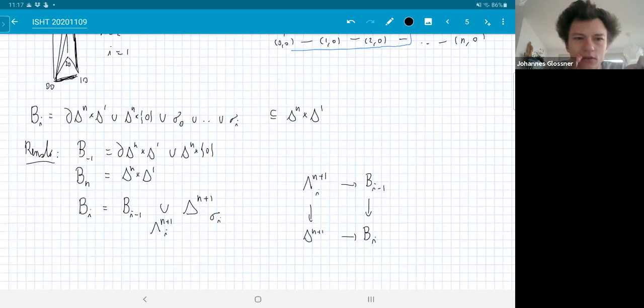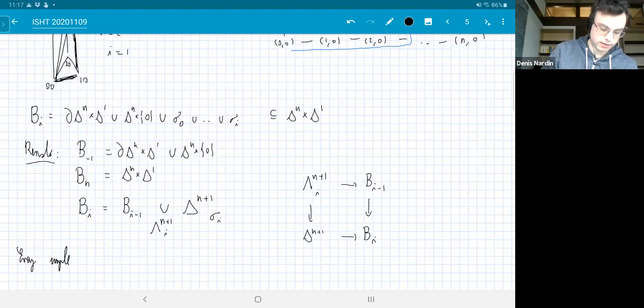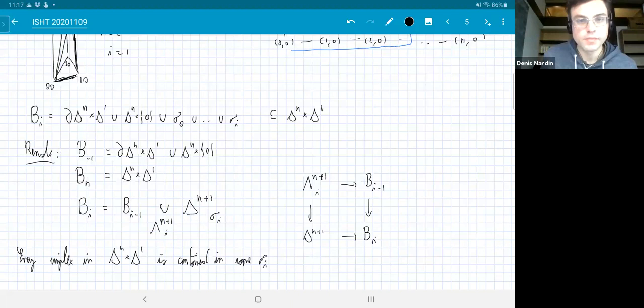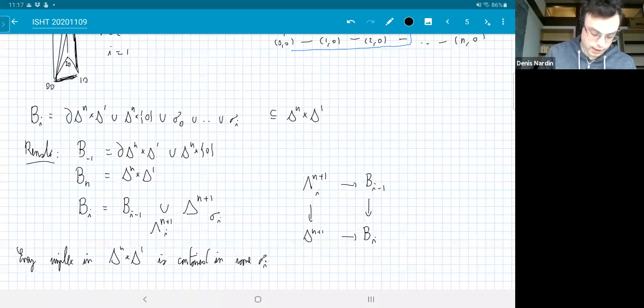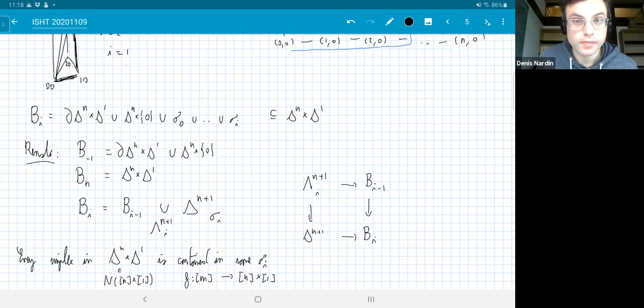So every simplex in delta n times delta 1 is contained in some sigma I. That's because, what is a simplex? A simplex is just a chain, right? Delta is the nerve of this poset. So a simplex is just a totally ordered subset, a chain. Remember that we said in a poset, an M simplex, say, is a map like this.